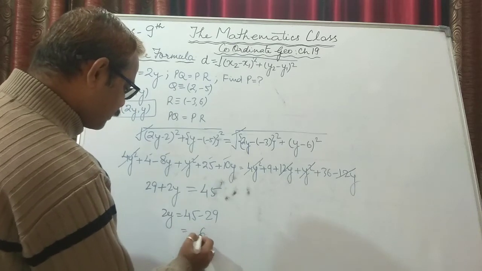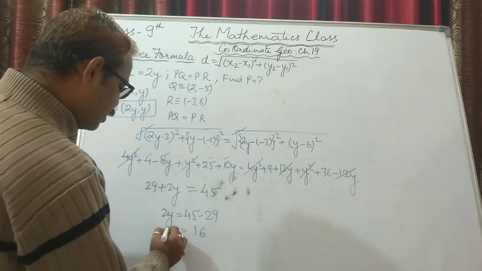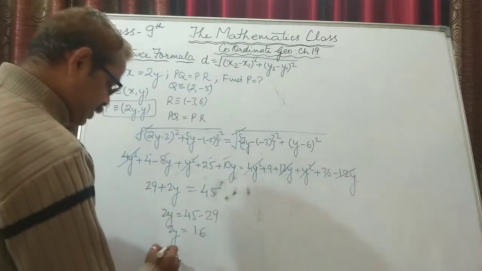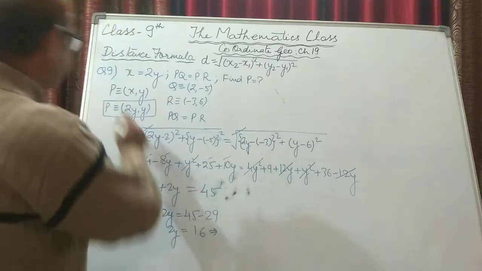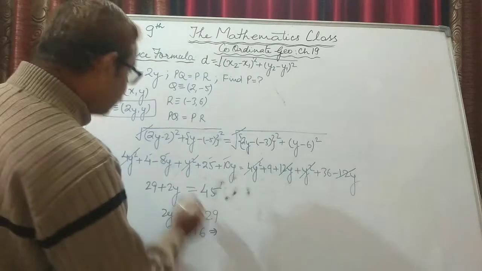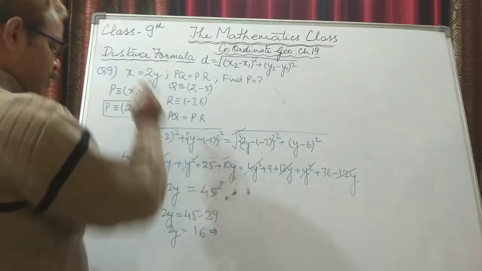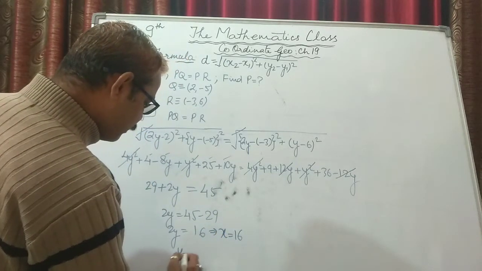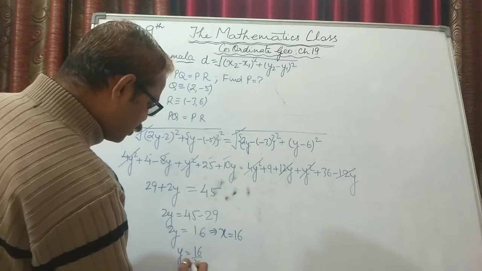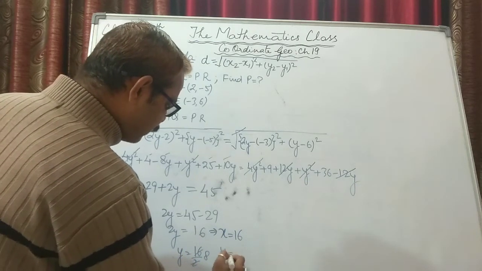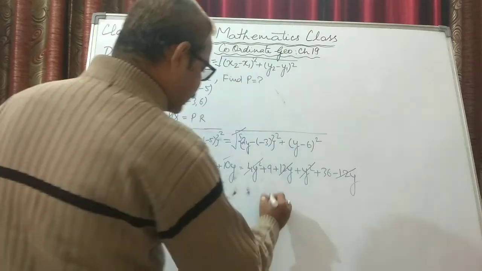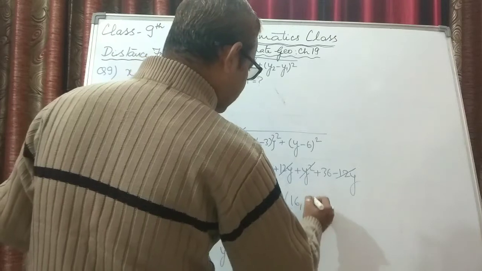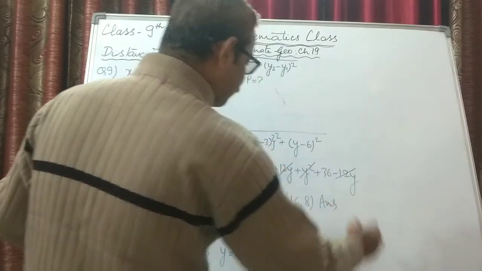Now 45 minus 29 is 16. 2y is equal to 16. 2y was the value of x. We know that 2y was what? x, or you can say x is equal to 2y. So x is equal to 16, and we can say y is equal to 16 upon 2, that is 8. So the value of y is 8. So the coordinates of point P come out to be (x, y), that is (16, 8), the final value.